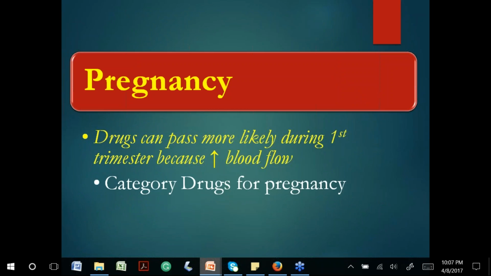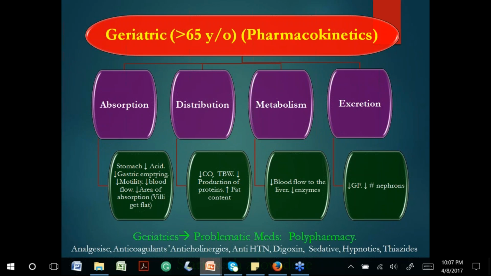Pregnancy, we already know, increases the blood flow. So if you increase the blood flow, what pharmacokinetics is going to be changing mostly? The distribution, right? Remember the ADME? Absorption, distribution, metabolism, and excretion. So distribution is related to the blood. Remember, distribution is when the drug is transported through the bloodstream towards the receptors, right? All right, so here we have geriatric, we have pharmacokinetics.